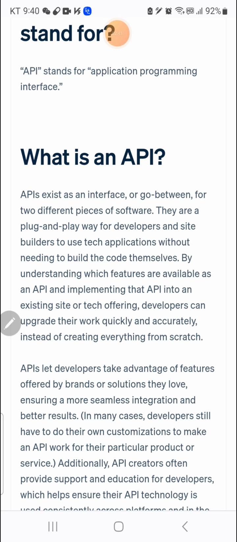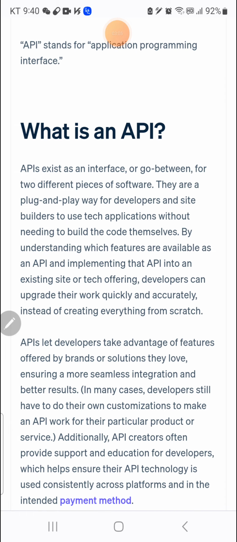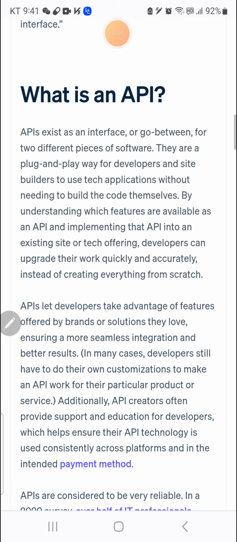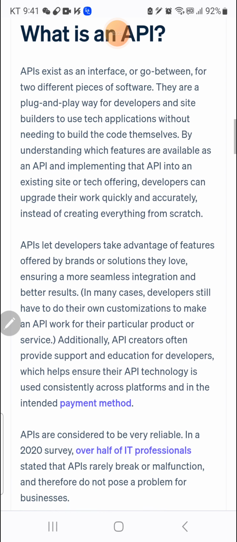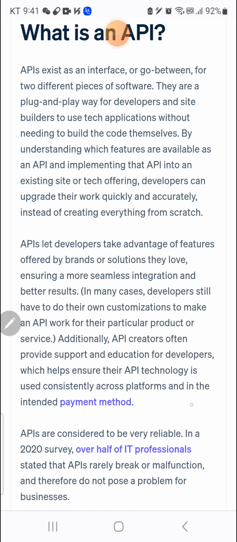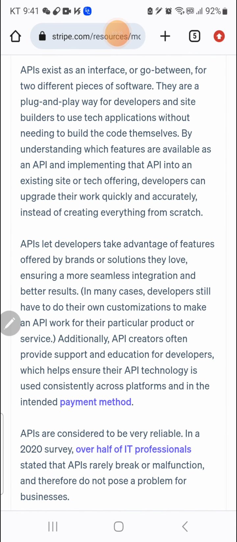What is an API? APIs exist as an interface or go-between for two different pieces of software. They are a plug-and-play way for developers and site builders to use tech applications without needing to build the code themselves. By understanding which features are available as an API and implementing that API into an existing site or tech offering, developers can upgrade their work quickly and accurately instead of creating everything from scratch. Everything from scratch. That's another good cliche, right? Go back here.